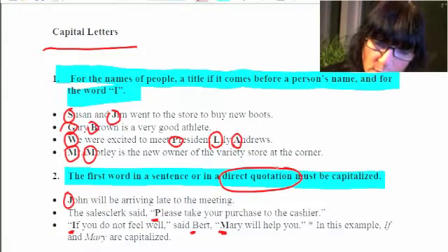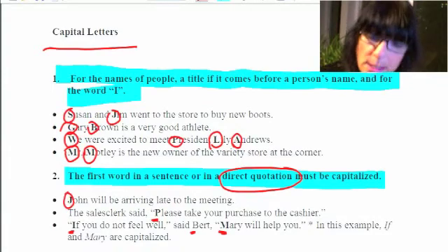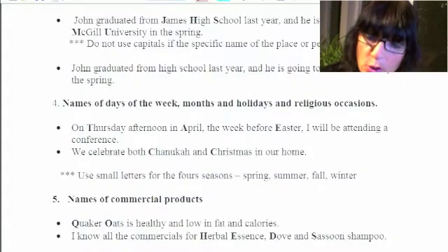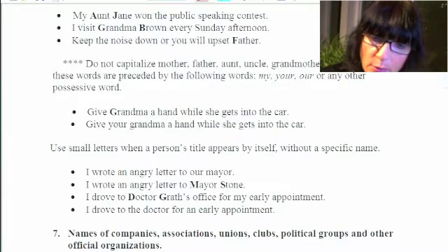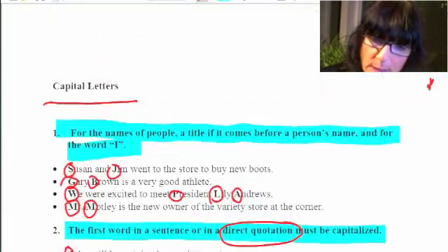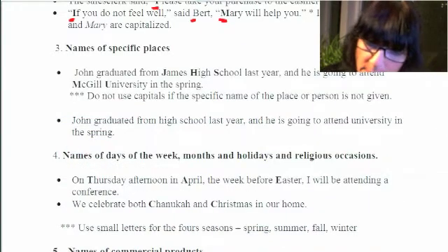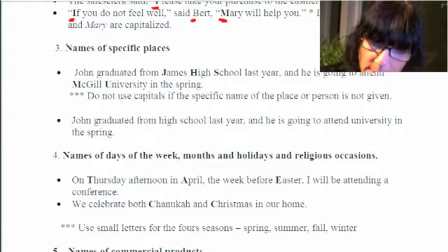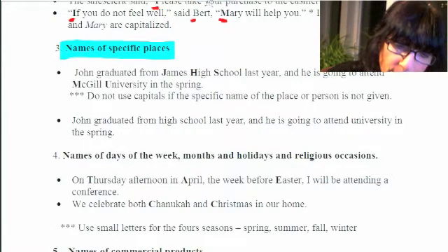Now these are rules on quotation marks, and there are quite a few rules to understand. So feel free, if you're not certain how to use quotation marks properly and punctuation within quotation marks, to take a look at my video on the use of quotation marks. So the next rule is the third one. You would capitalize the names of specific places. Let's look at these examples.